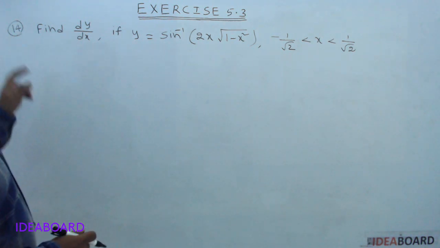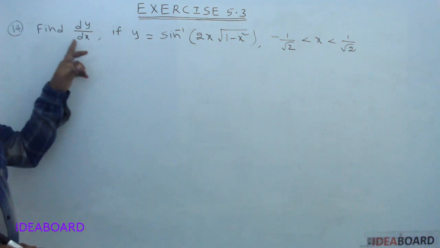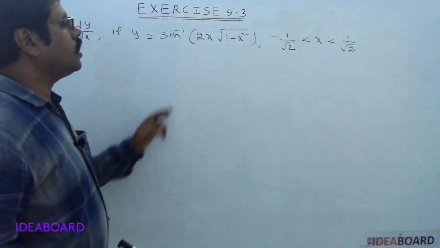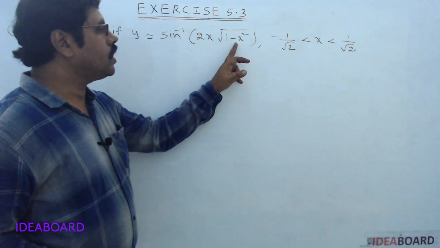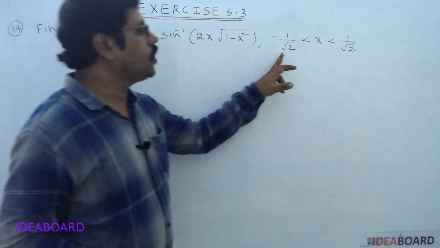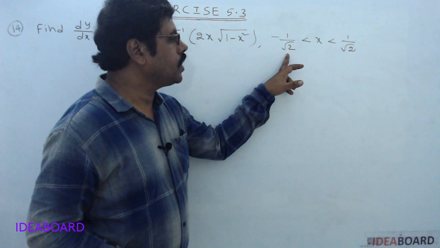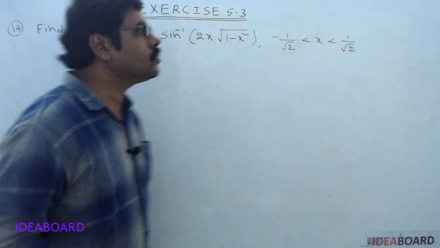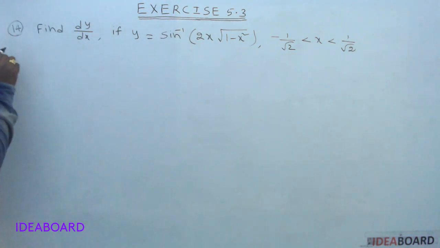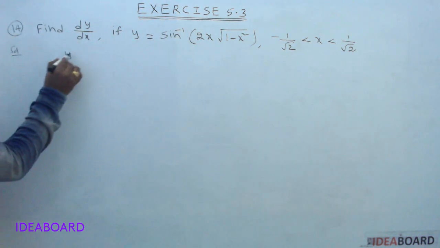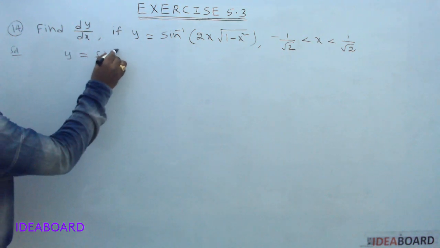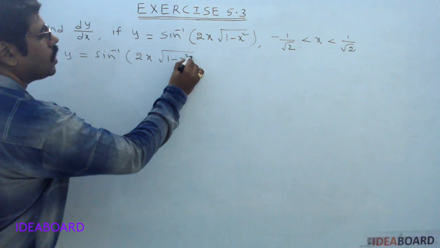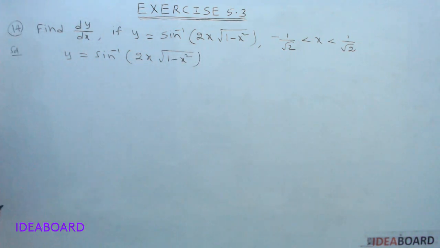Now come to the next problem. Question number 14. Find dy by dx if y equals sine inverse of 2x into square root of 1 minus x square. What is the given condition? Minus 1 by root 2 less than x less than 1 by root 2. First write down the given equation. y equals sine inverse of 2x into square root of 1 minus x square.